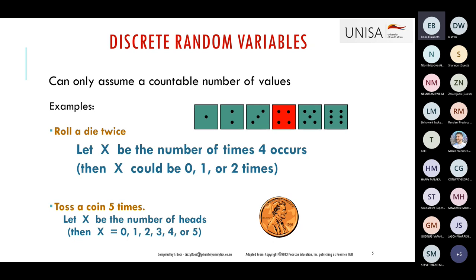If I toss it and three times it lands on a head, I will count the frequency of three times as three. If I toss it and it lands on a tail, then it will go into the zero times, because it didn't land on a head.